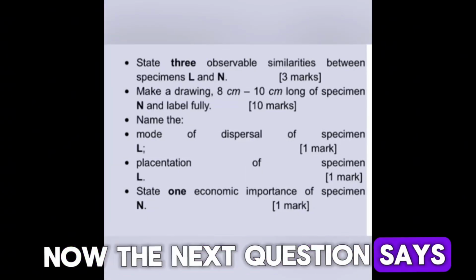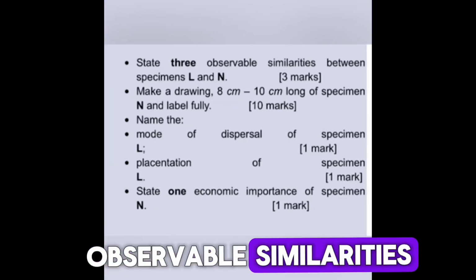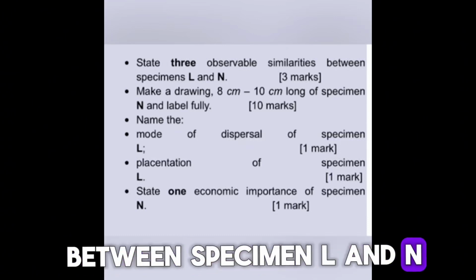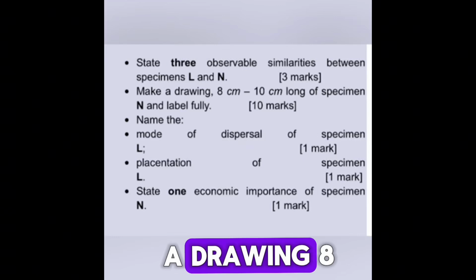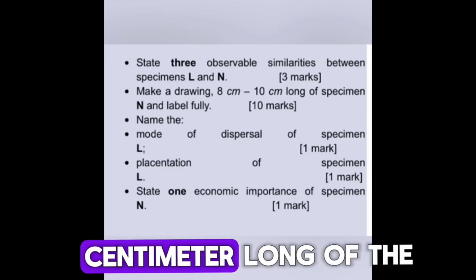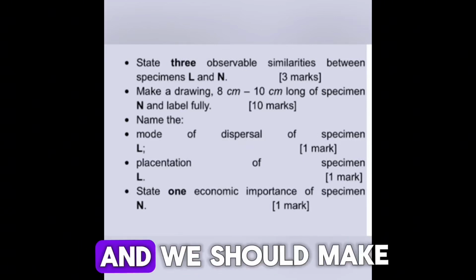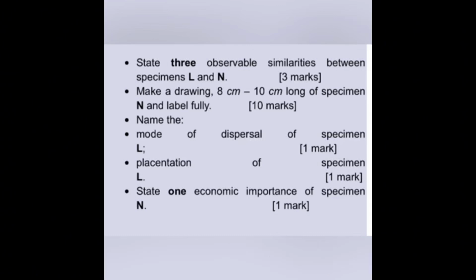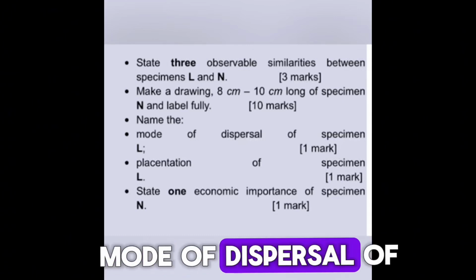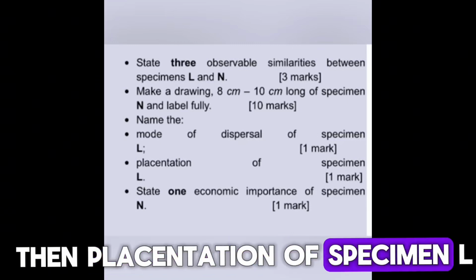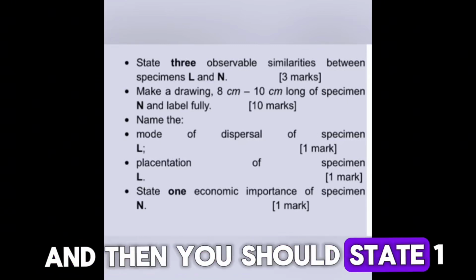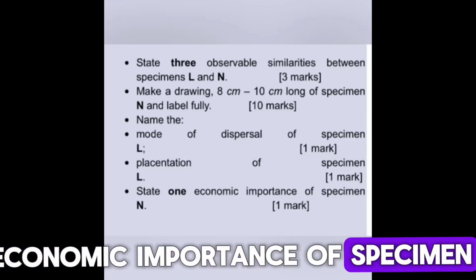Now, the next question says we should state 3 observable similarities between specimen L and N, the drupe and the berry. Then we should make a drawing about 8 to 10 centimeters long of specimen N, and label it fully. Then name the mode of dispersal of specimen L, the placentation of specimen L, and state one economic importance of specimen N.